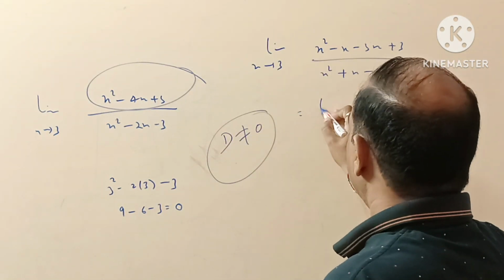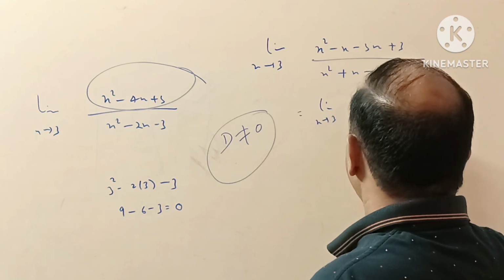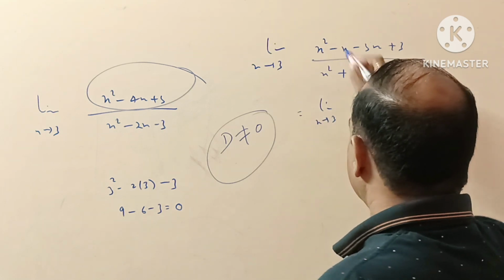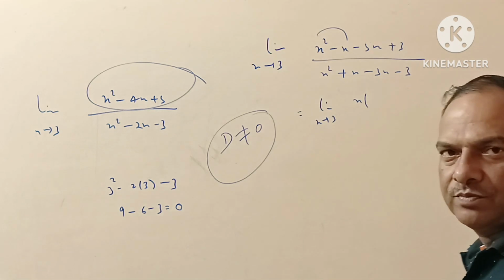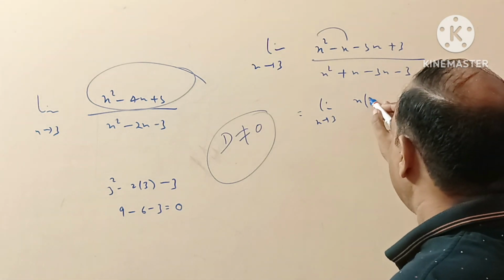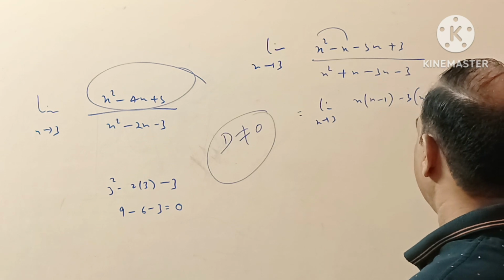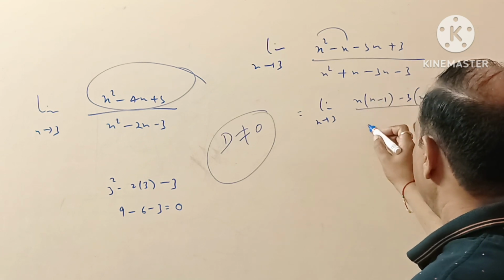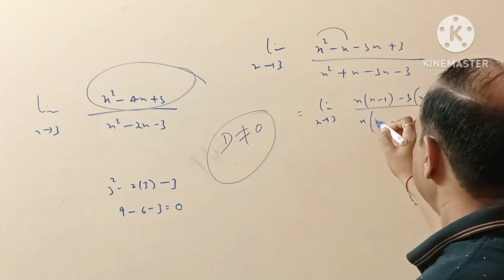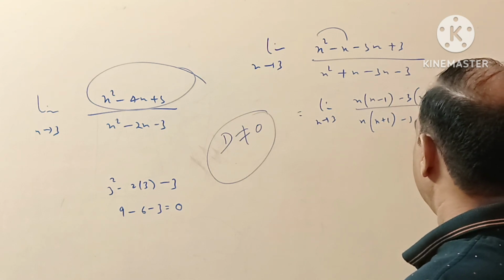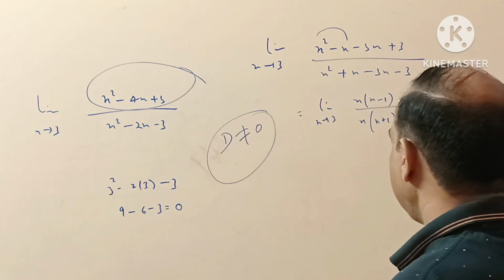After doing all these things, what you will be having is limit x tends to 3, and in the numerator we will take x common in the first two parts. I will be having x minus 1, and here if I take 3 common, minus 3, here it will be x minus 3. In the denominator you will be having x plus 1 minus 3, x plus 1.